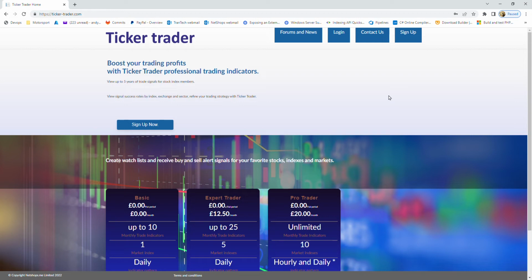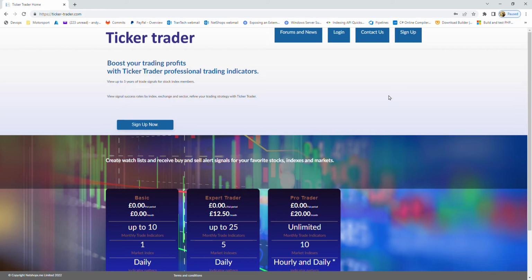Now, the free trial is a pro trader account. We don't want your credit card number. We don't want any prepayment. We don't want anything at all. You can just sign up and off you go. Now, that's a 30-day trial. Once it's finished, you can decide for paid subscription or you can have the free tier, which is a basic tier.